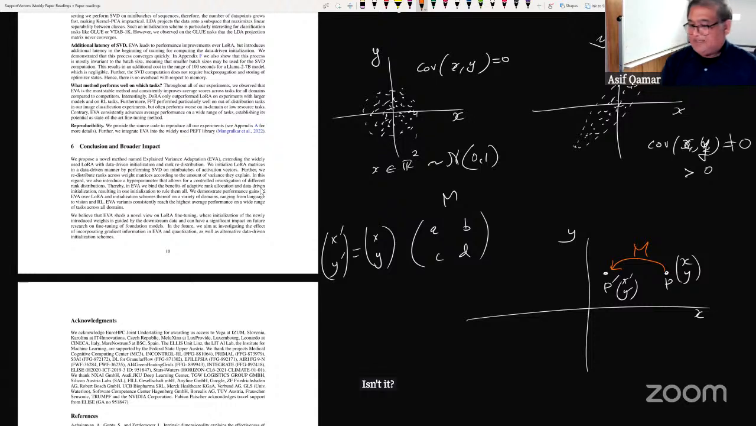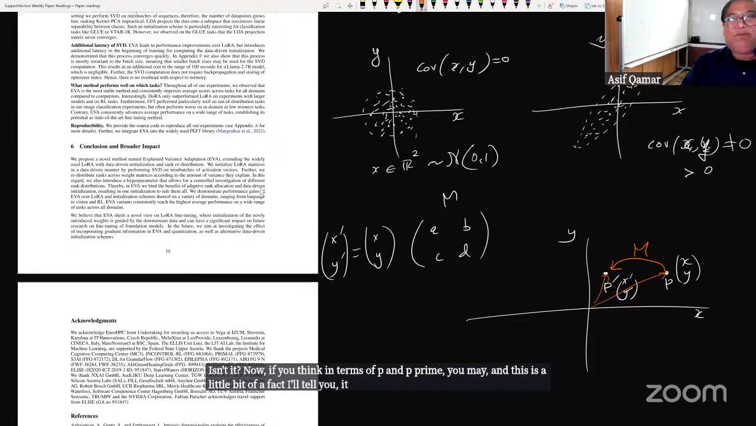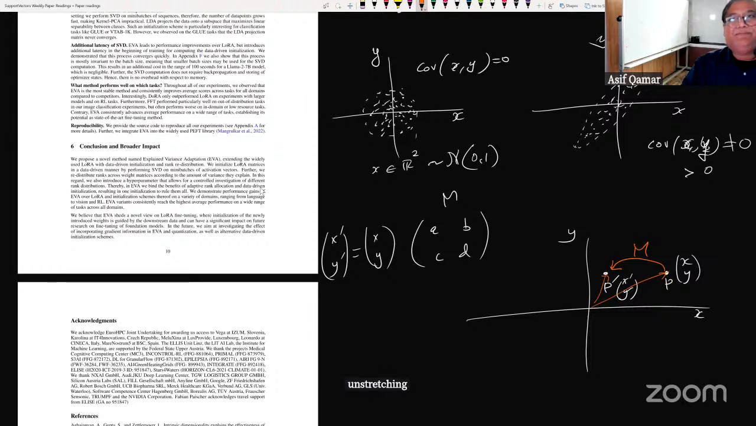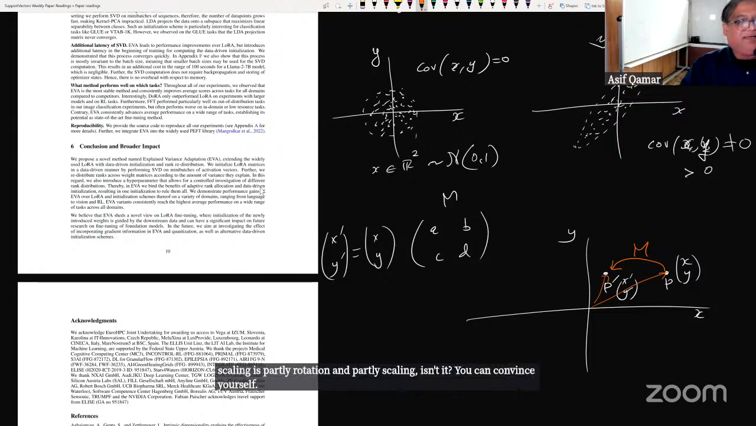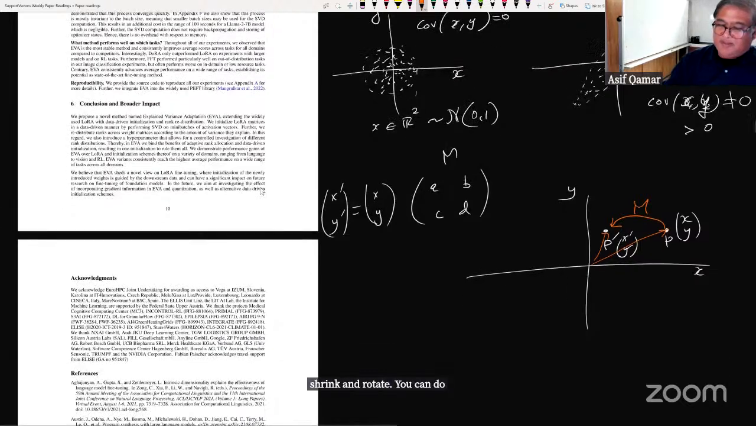Now, if you think in terms of P and P prime, and this is a little bit of a fact I'll tell you, it is partly rotation and partly stretching or unstretching, like shrinking, scaling. It's partly rotation and partly scaling, isn't it? You can convince yourself that you can first rotate and scale or scale and rotate. You have your pick, shrink and rotate. You can do that. So all that matrices do is move points around. That's one way to think of it.